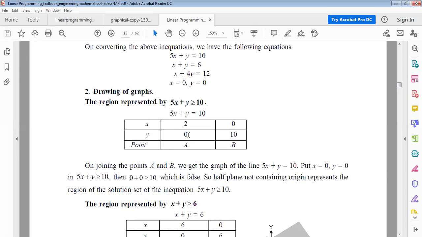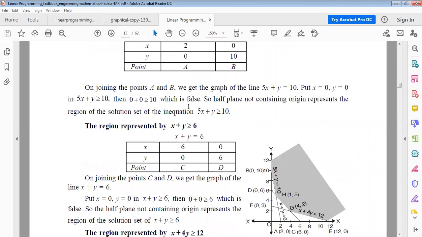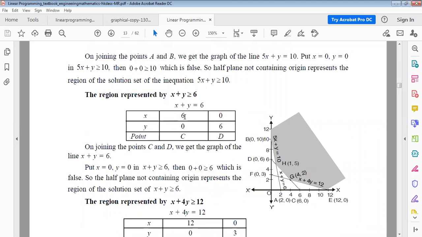Putting y equals 0 here, x equals 2. After putting x equals 0, y equals 10. So we have 0, 10, and 2, 0. This is the first point A, and this is the second point B for the first inequality. Similarly, for the second inequality equation, we get points C and D.